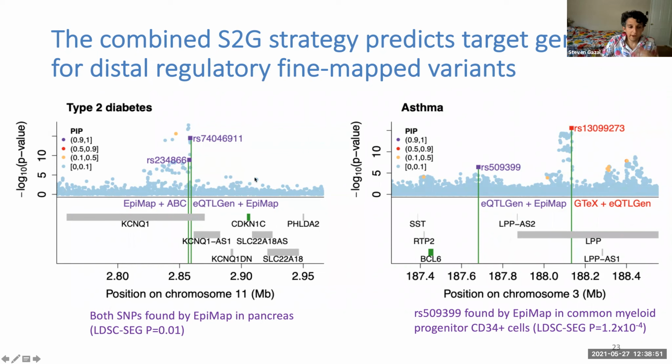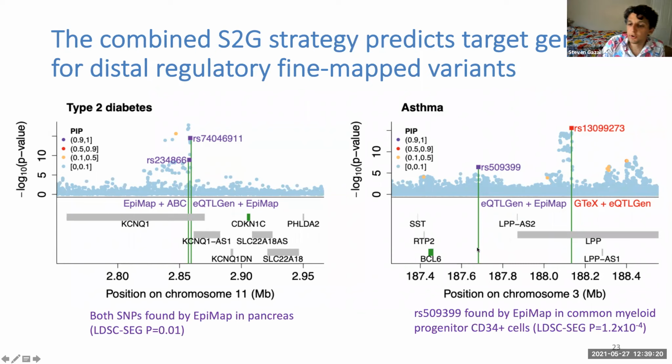Which means that by aggregating our combined SNP-to-gene strategy and fine mapping results, we were able to go from a GWAS hit to a mechanism, because we are able to find two causal SNPs, link them to a gene using expression and enhancer datasets, and also validate the cell type or tissue of action.